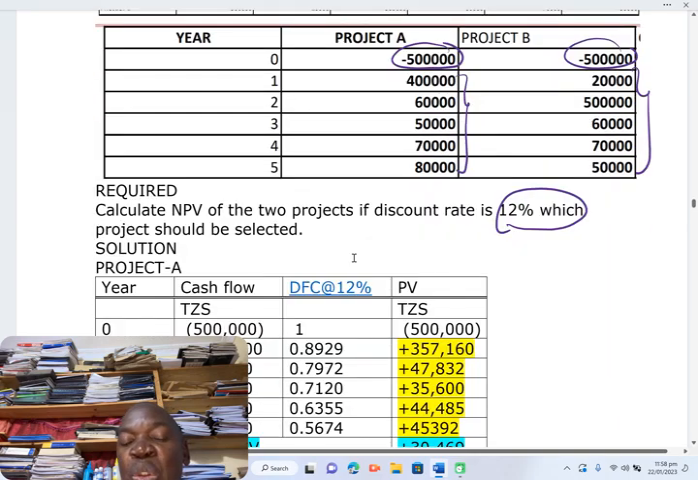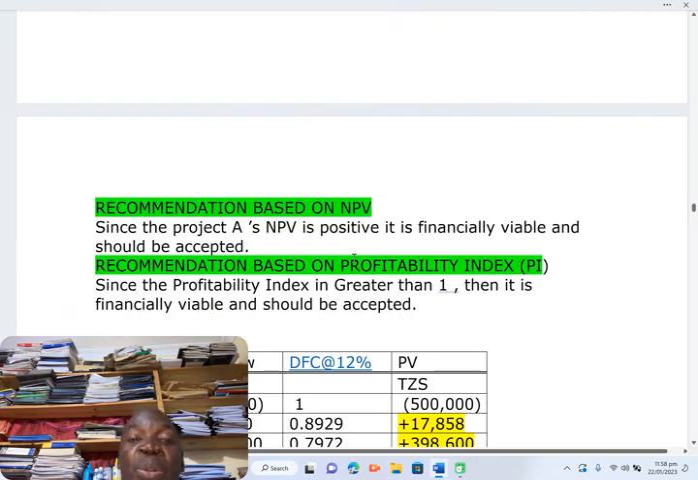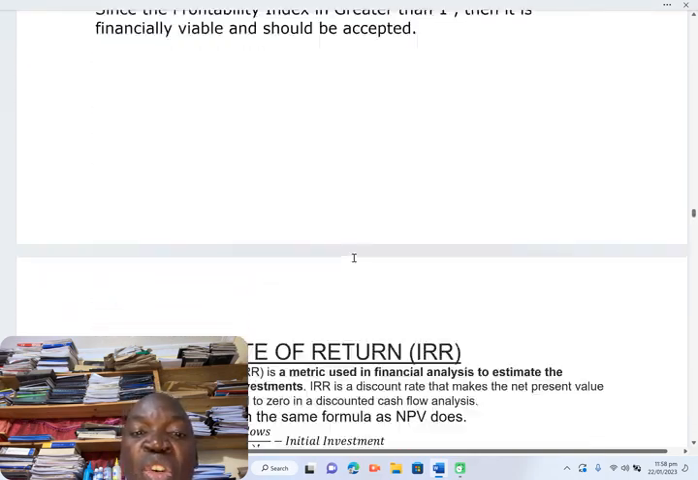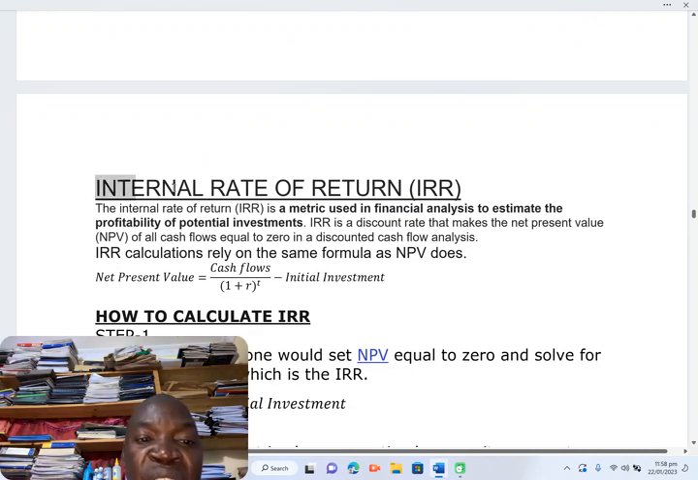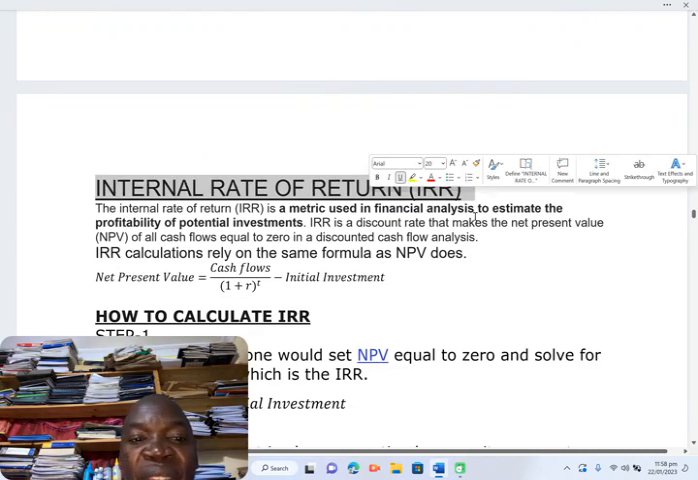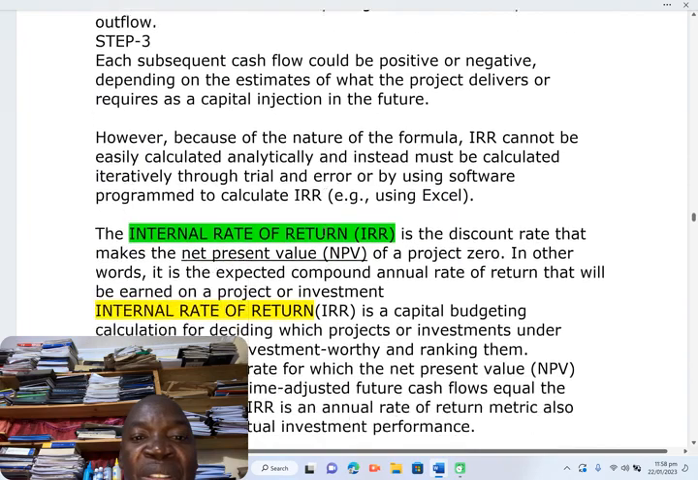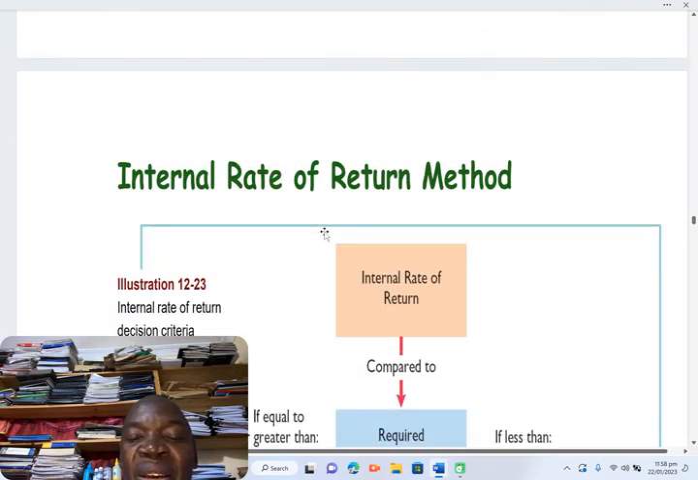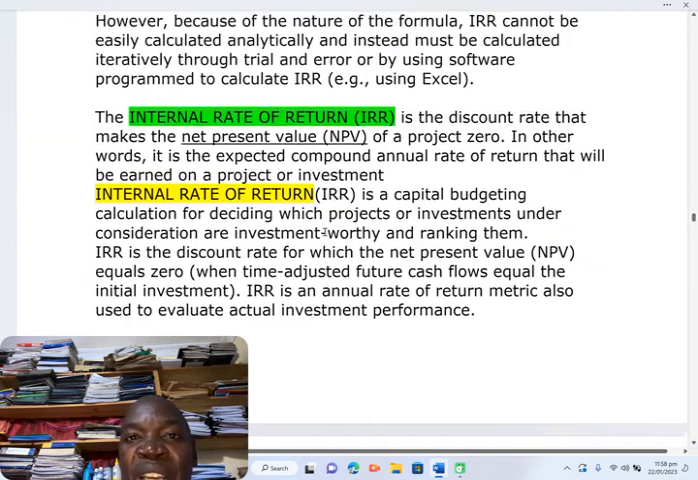The next session tomorrow, I am going to describe the so-called internal rate of return and its computation. Other cases may arise during discussion.